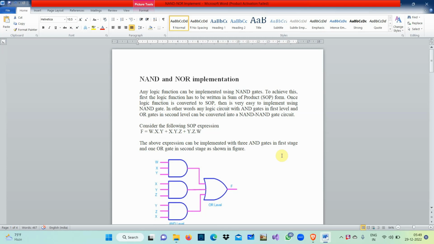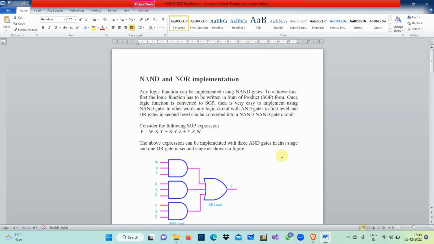We see this diagram, how using this NAND gate we can represent everything, or how using this NOR gate we can represent everything. For this, any logic function can be implemented using a NAND gate. That is the main thing you remember. To do that, what you need to do?